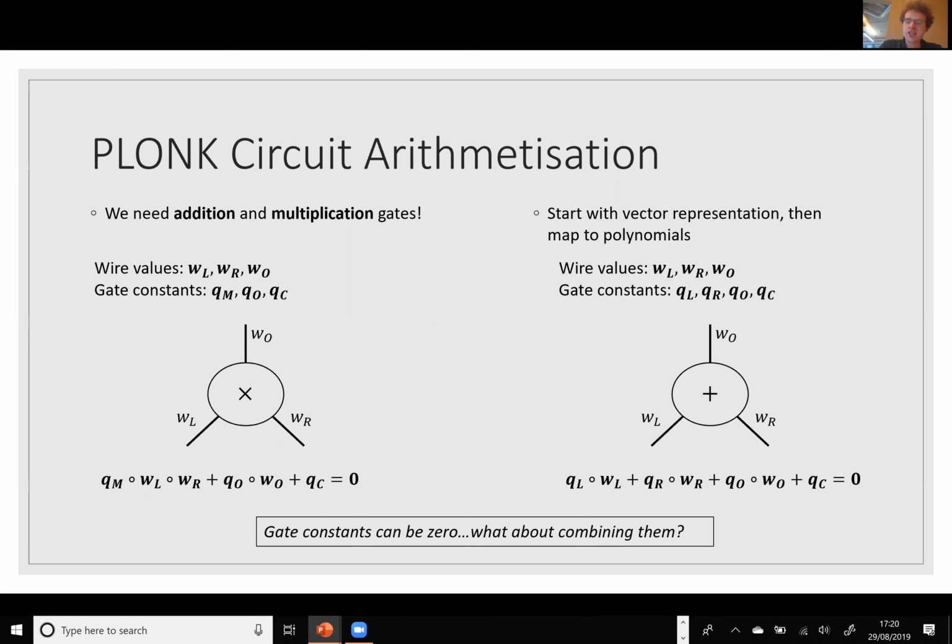Similarly, you can do the same with addition gates, where instead we now have these gate constants, QL for the left wire, QR for the right wire, and then similarly we have QO and QC for the output wires and the constant. And you can define an addition gate in the same way.